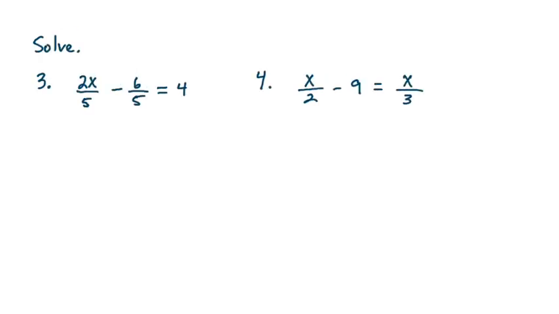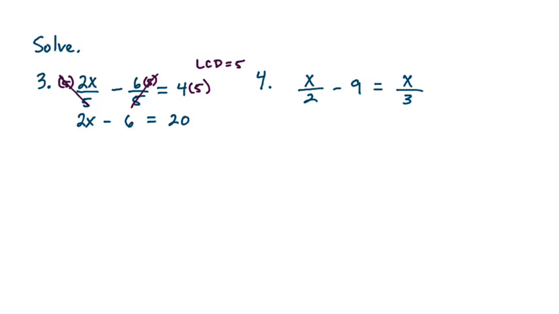All right, on number 3 here, my LCD is 5. So let's multiply each of our terms by 5. So notice here the 5's are going to cancel. We're left with 2x. Same thing happens here. My 5's cancel. We're left with a minus 6. And on the other side, we get 20. Remember, all the terms on each side are multiplied by 5. Don't forget the 4. Sometimes people will just want to multiply the fractions by the LCD. We need to make sure we multiply all the terms by the LCD.